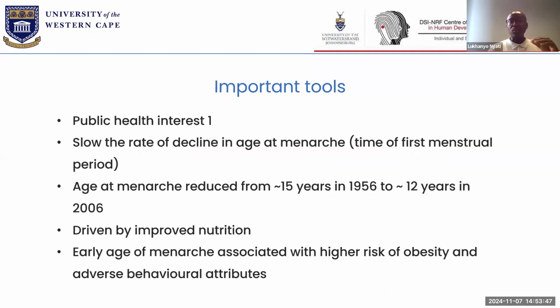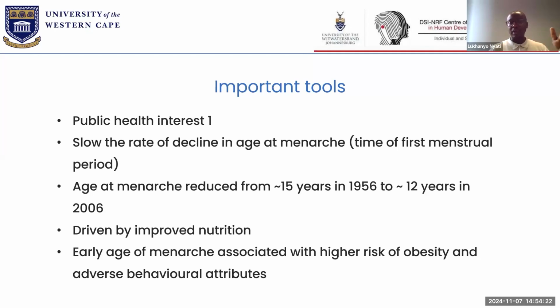And the reason why we're doing this study is because of two public health interests. Okay, the first interest is this concept of age at menarche and the decline in the age of menarche, which is the time of the first menstrual period. And we know from data that it has been on a decline. It has been reducing over time and influenced by nutrition and other conditions in the society that we live in.